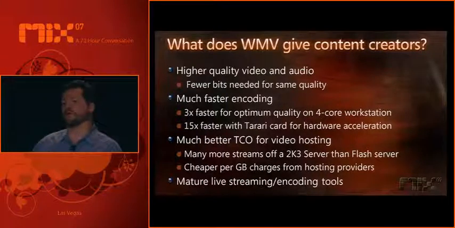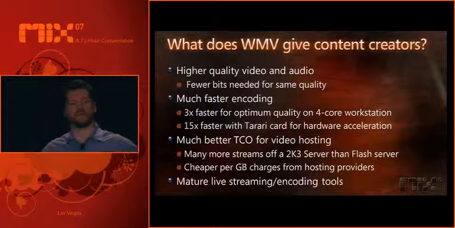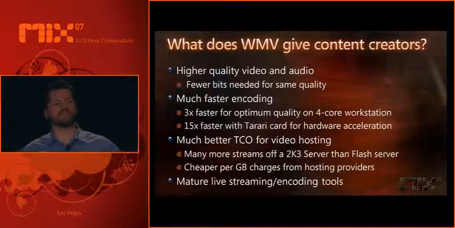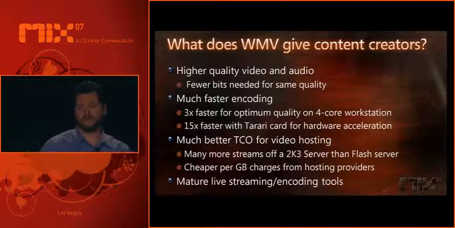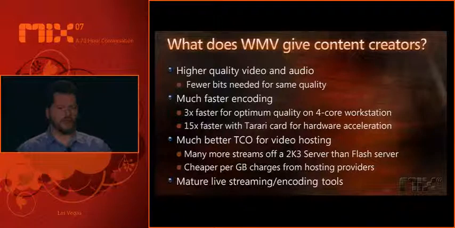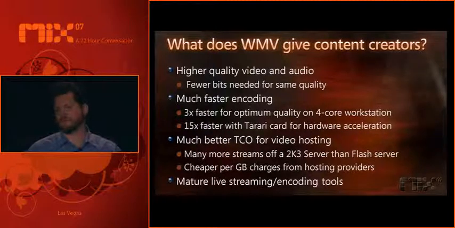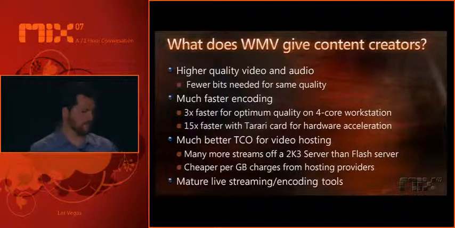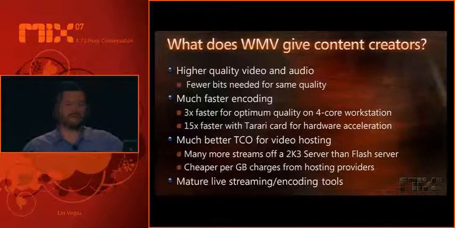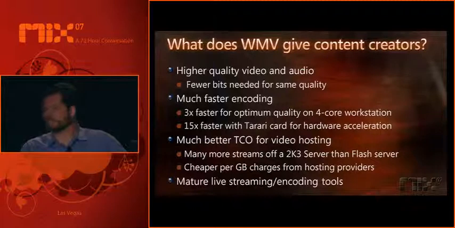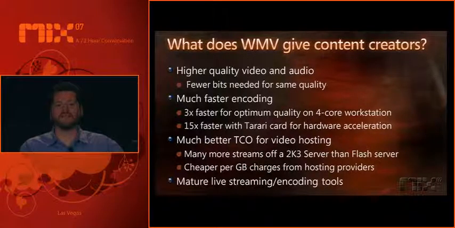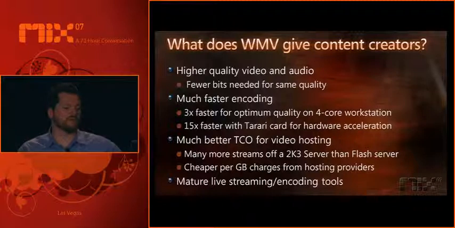With the Longhorn server, we're going to be doubling again our scalability. So the same hardware will be able to do twice as many streams yet in the Longhorn server. So I think it'll give us about a 4x advantage in terms of TCO, in terms of streams hosted, which is a pretty big number. Also, typically hosting providers charge less for Windows Media Services because we are more reliable and because we're more scalable. It costs them less per stream to host us, and they pass on those savings to customers for the most part.